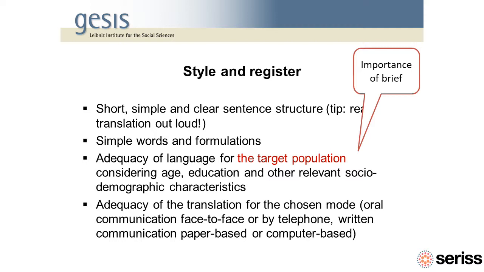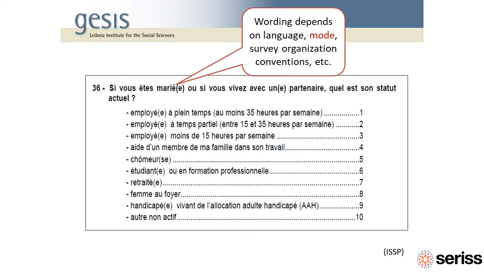If my target population is the general population in a country, then of course I will have to choose wording and terms that can be understood by respondents of all different ages, education, and people with different socio-demographic characteristics. And the same, of course, applies for the mode. This is an example of how, in the French language, if it is a paper-administered instrument or possibly a web self-administered instrument, this is how male and female respondents need to be addressed.